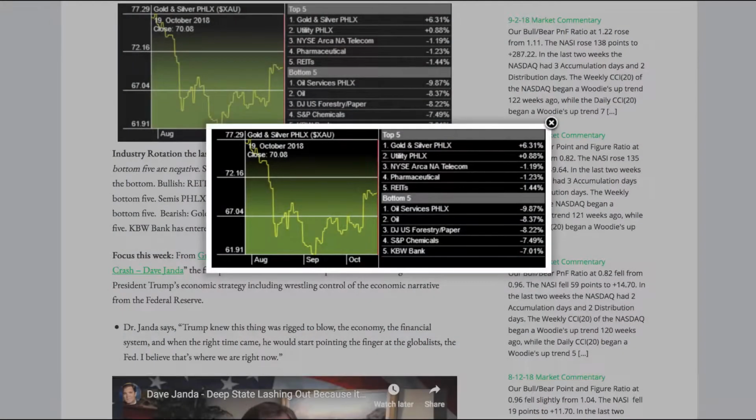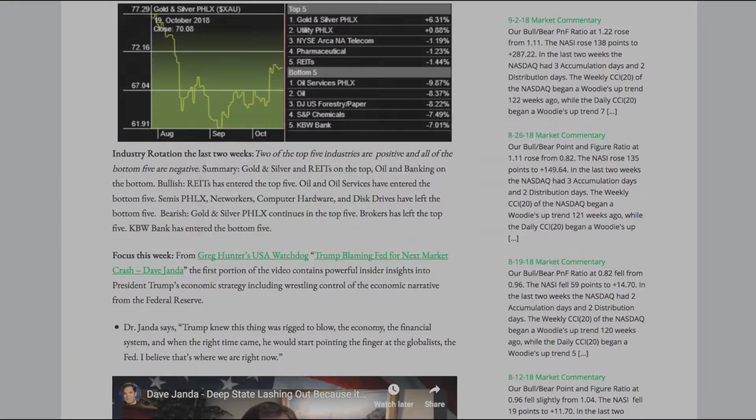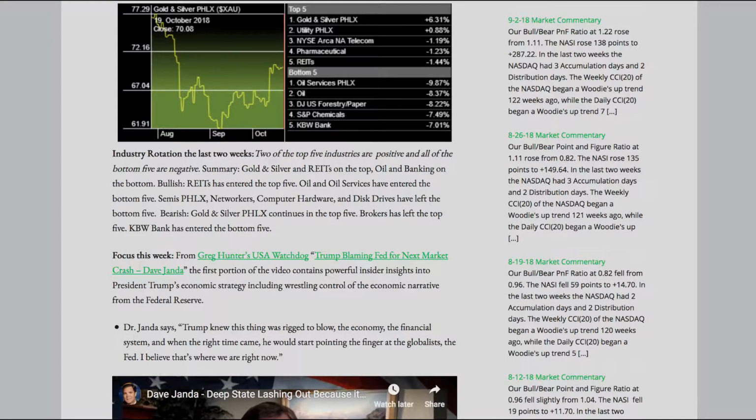Industry rotation the last 2 weeks. 2 of the top 5 industries are positive, and all of the bottom 5 are negative. Summary: gold and silver and REITs on the top, oil and banking on the bottom. Bullish, REITs has entered the top 5. Oil and oil services have entered the bottom 5. Semis, networkers, computer hardware, and disk drives have left the bottom 5.